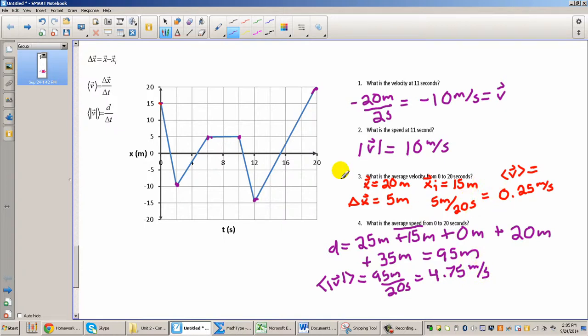It shouldn't be surprising to you that the average velocity and average speed are very different, because the average velocity doesn't take into account all this forward-back motion. It just looks at the initial and final position, where the average speed does account for that backwards and forwards motion.